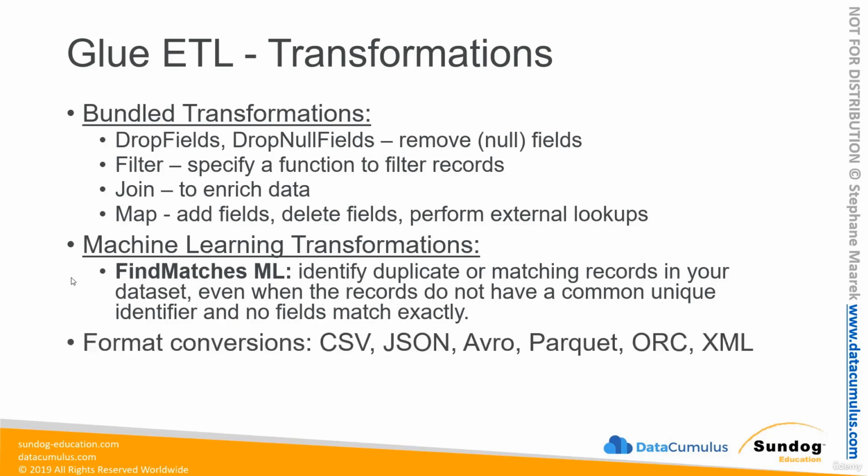You can also use GlueETL for format conversions, and some supported formats that it can automatically convert between are CSV, comma-separated values, JSON, Avro, Parquet, ORC, and XML. So a lot of times you'll have data coming in as one format and you need to transform it into something else for a downstream system. GlueETL can do that for you very easily.